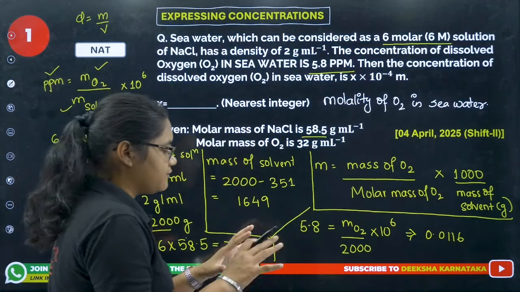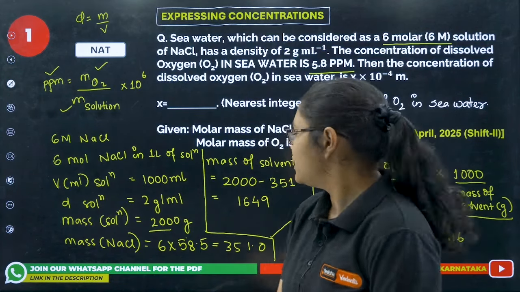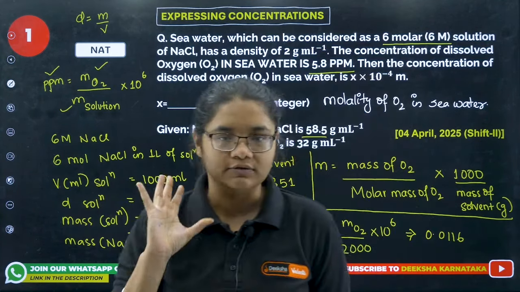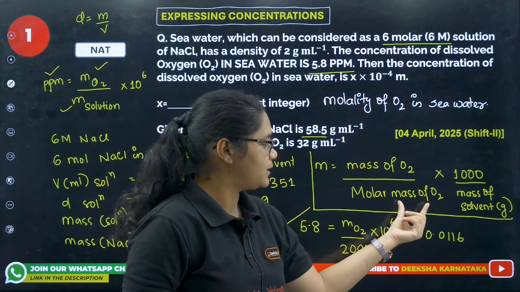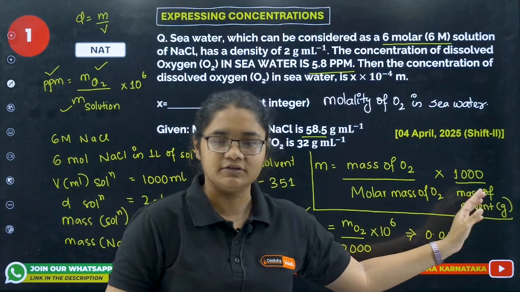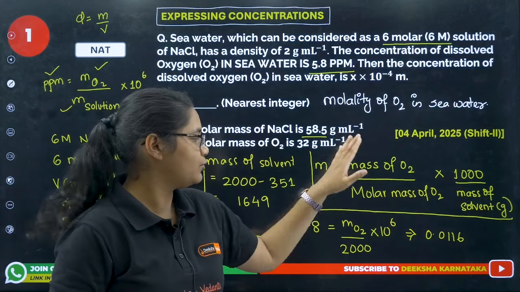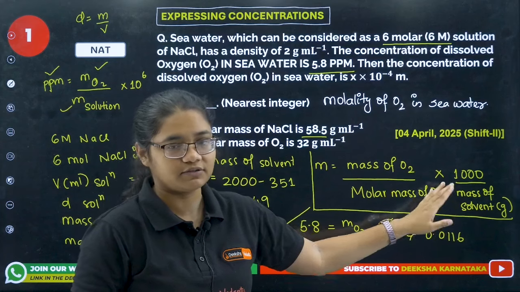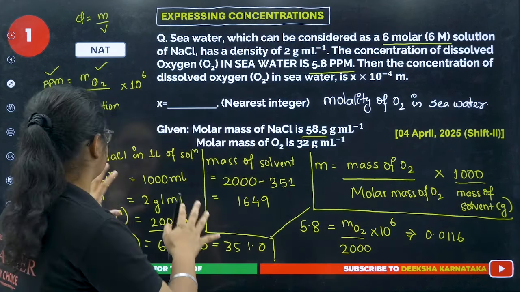So till now whatever things we have done, let me revise it once again. I want to find the molality of oxygen. So what is the formula of molality of oxygen? Mass of oxygen by molar mass of oxygen into 1000 by mass of the solvent. I have the molar mass of oxygen, which is 32, but I don't know the mass of oxygen and the mass of the solvent. So first, to find the mass of the solvent, we have done this operation.